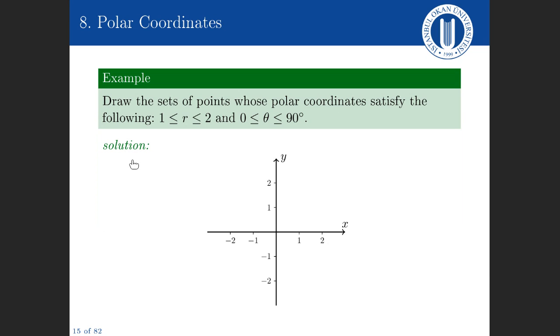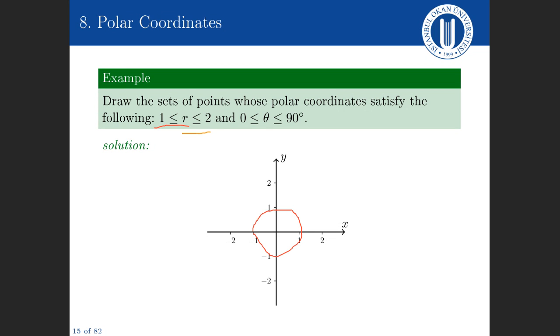Draw the set of points whose polar coordinates satisfy the following two rules. First of all, r is between 1 and 2. Theta is between 0 and 90. Just as we did last time, we're going to pick out the information. First of all, I'm interested in r equal to 1. We know that's a circle of radius 1. So roughly, I will draw it like this.